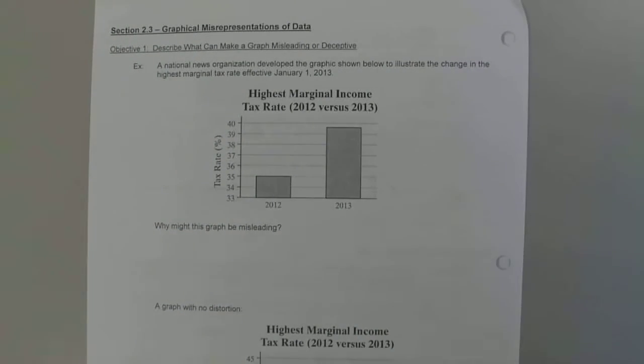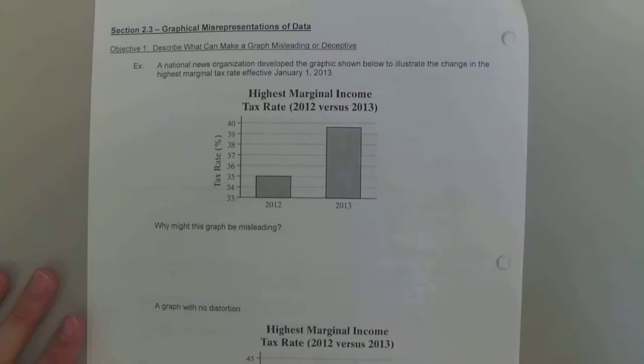But basically, when you're in stats, you want to represent data accurately. If you're in any other class, you might actually want to misrepresent data. Like if you're in marketing, you might want to misrepresent data, okay? So let's look at the first objective and the only objective. It says, describe what can make a graph misleading or deceptive.